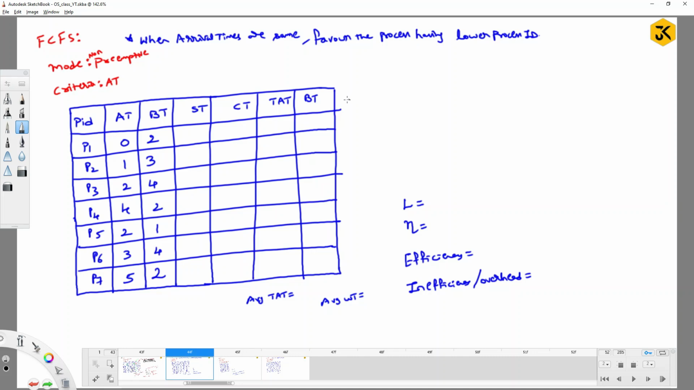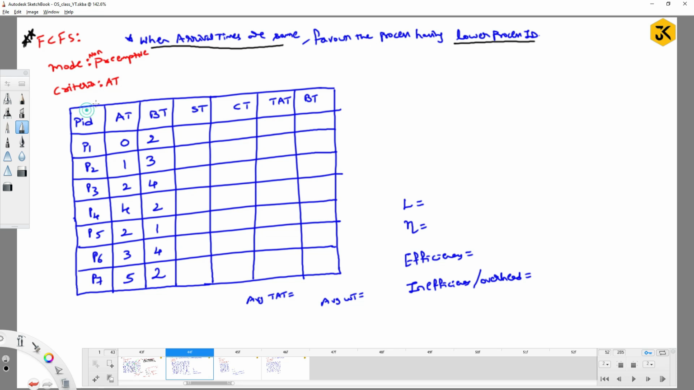Hi everyone, welcome back. Let's see another example with the FCFS algorithm. I am trying to explain various different ways of using the FCFS algorithm. This particular video shows that when the arrival times are the same, you have to favor the process having the lower process ID. This is another kind of model. Let us try to solve it.